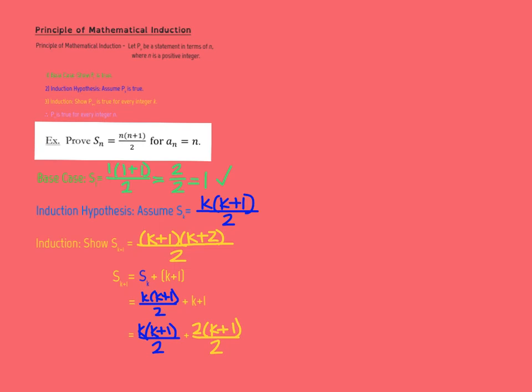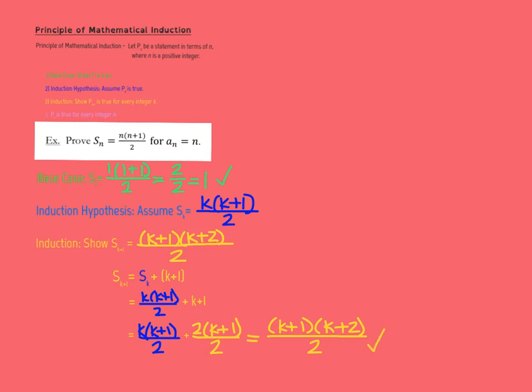Notice, both our first fraction and our second fraction have a common factor in the numerator of k plus 1. So I'm going to go ahead and combine them, factoring out the k plus 1, and see what I'm left with. Wow! I'm left with k plus 1 times k plus 2 over 2, which is exactly what I needed to prove for the induction step.